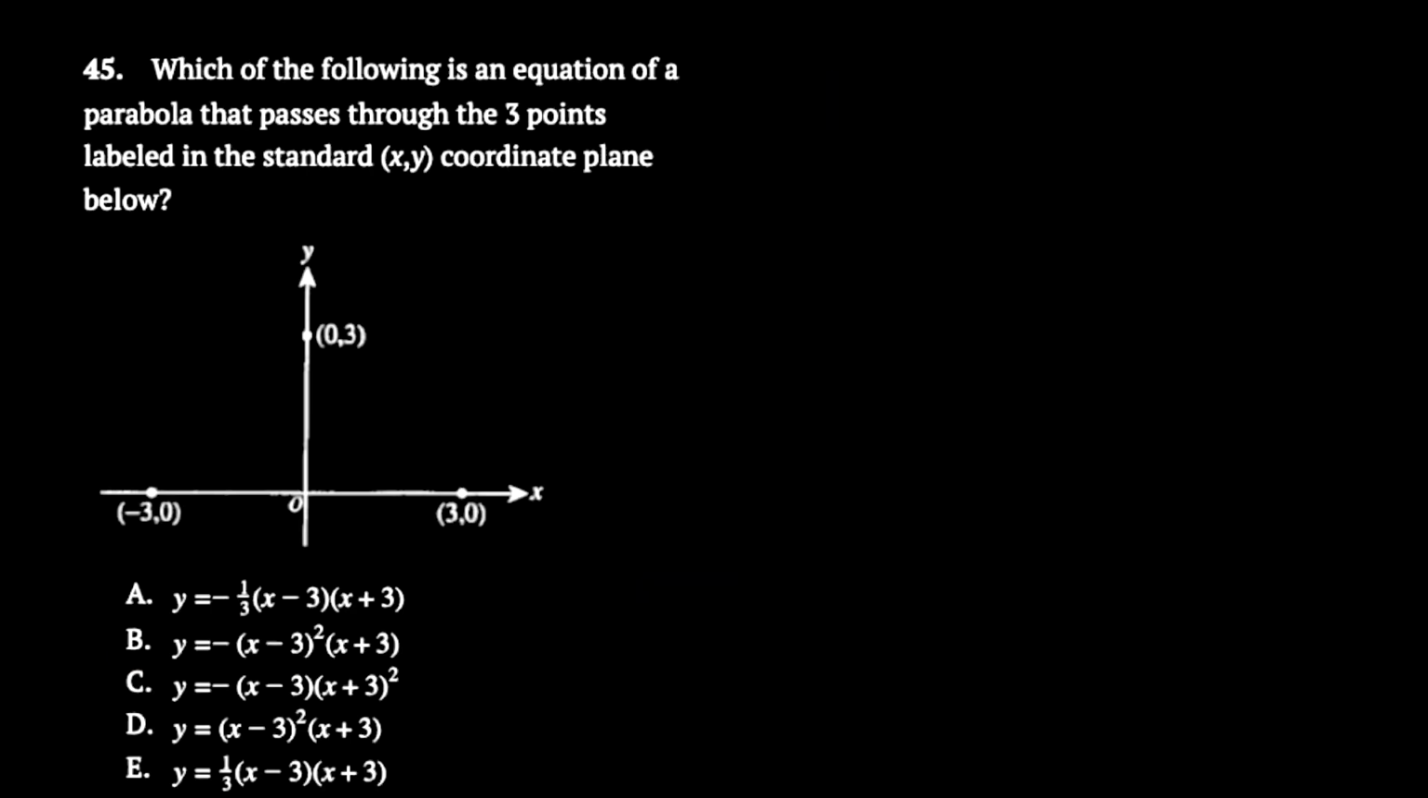Number 45 says, which of the following is an equation of a parabola that passes through the 3 points labeled in the standard xy coordinate plane below? So we just want the equation of a parabola, or a quadratic, right, that would pass through these 3 points. So it would have to be upside down like that, which clues you in right away to knowing that the a value has to be a negative number. So looking at our options, well, here a is positive and here a is positive, so it can't be either of those.